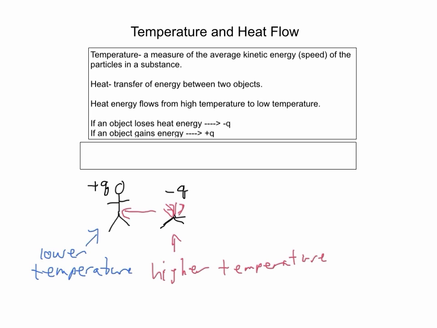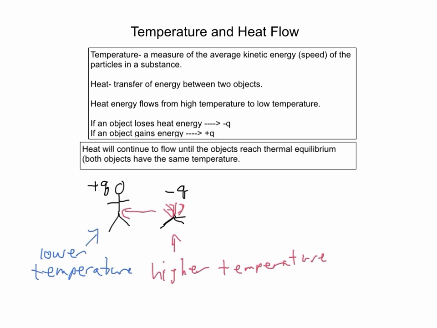It is important to note with any energy transfer that the heat will continue to flow until the objects reach thermal equilibrium. So heat will continue to flow between two objects until they reach thermal equilibrium, and that's just a fancy way of saying both objects have the same temperature.